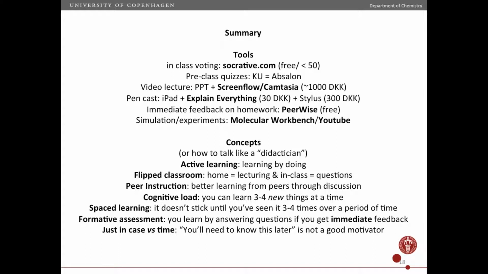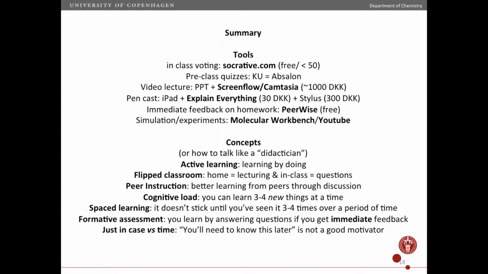Right? And finally, when you design your curriculum, this just in case versus just in time approach is really important. This just in case, you'll need to know this later, is not a good motivator for teaching. And there's no real need for using that. In fact, it's pointless, right? Because this just in case assumes that something they've been taught once, I don't know, 2 weeks ago or 2 months ago, they'll remember.